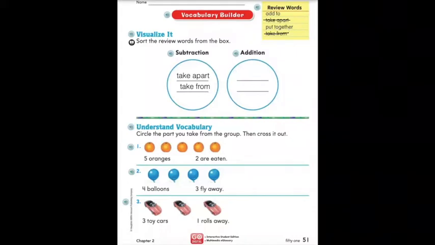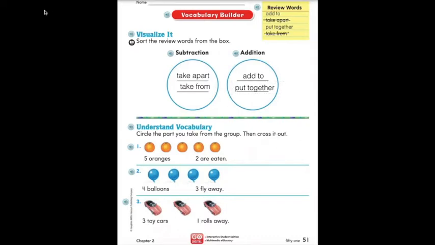Next, we're looking at addition. For addition, we see we only have two options left. So the first phrase that I see from the ones we have left is add to. When we see the phrase add to, that means we're going to be using addition. Next is put together. Put together means you're going to be adding a few numbers.